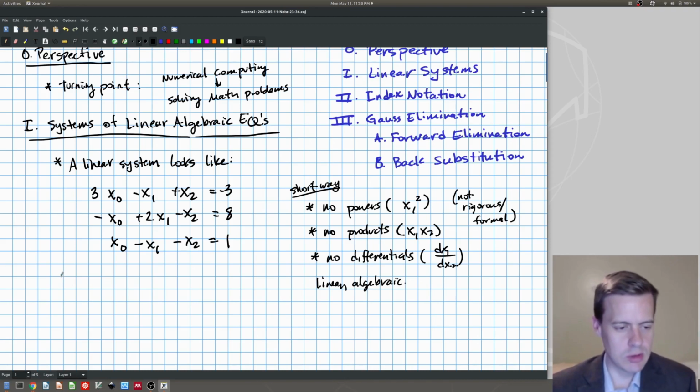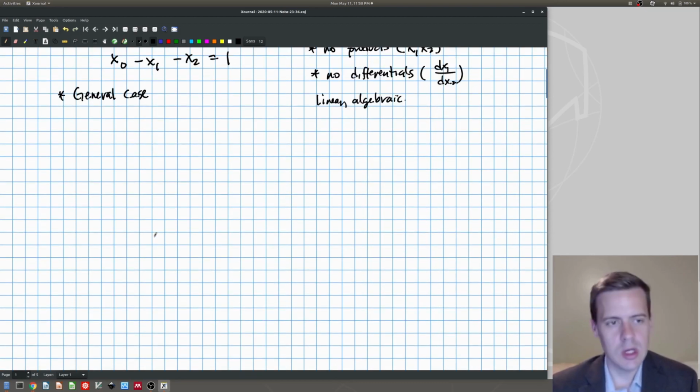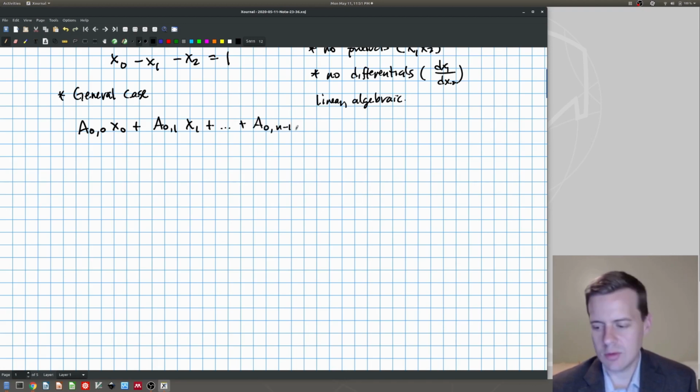What about a general case? What does the general case look like? So let me write down the general case down here. Here I might have a0,0 x0 plus a0,1 x1 plus, and then I could have lots of terms, plus a0,n-1 x n-1 is equal to b0.